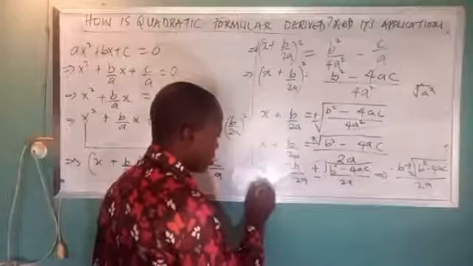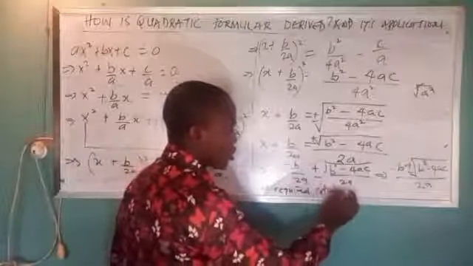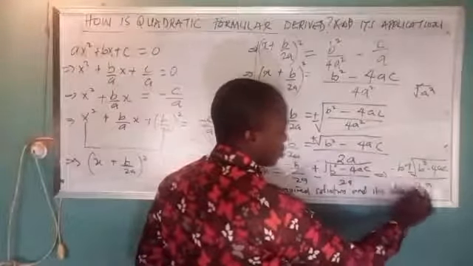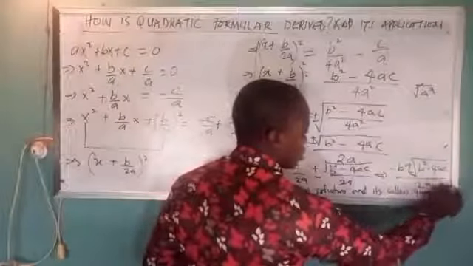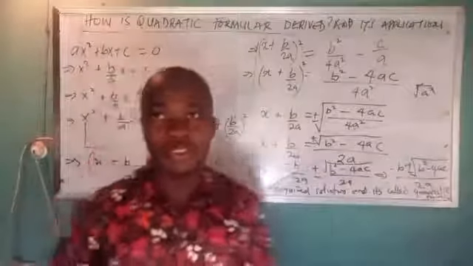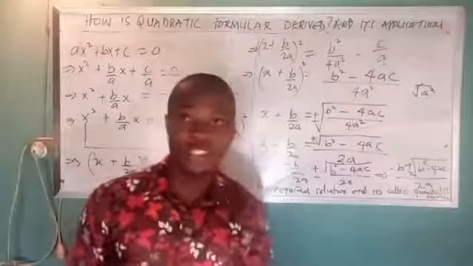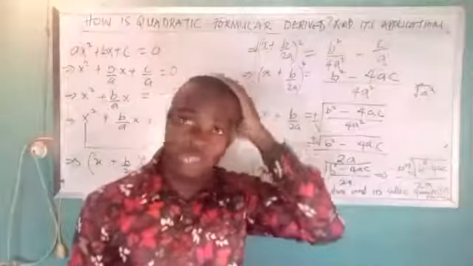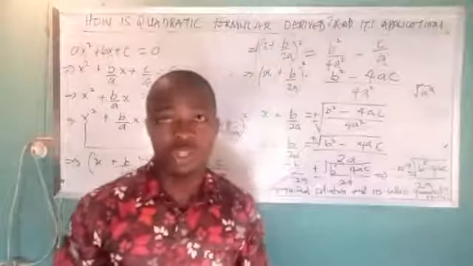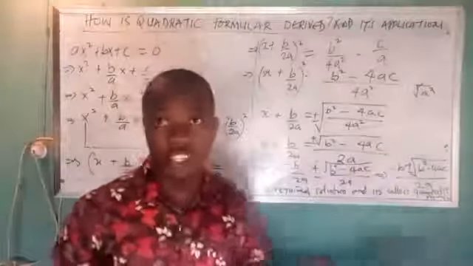This is the required solution, and it is called the quadratic formula. Some students call this the almighty formula, but there's nothing like an almighty formula. It's only God that is almighty. So you either call it the quadratic formula or the general method of solving quadratic equations. That is how we derive this quadratic formula.